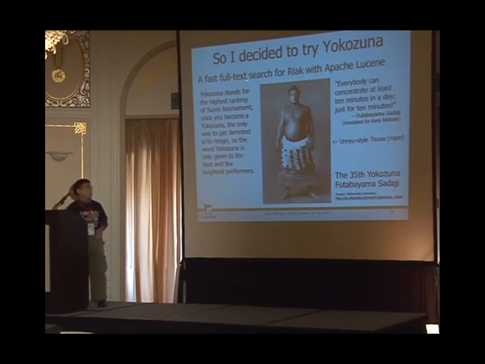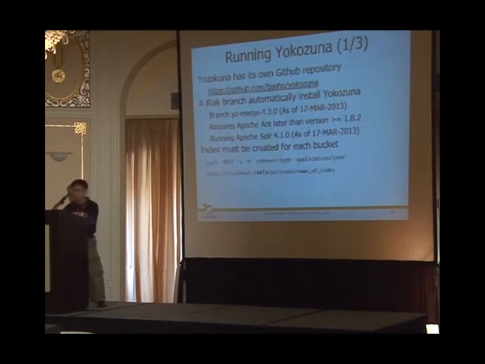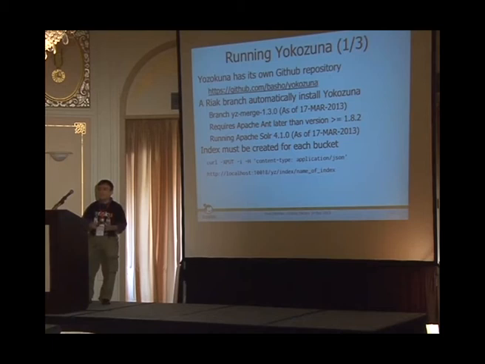It's a code name for the full text search engine for Riak with Apache Lucene. Lucene is sort of a proven technology of distributed search in Java, and it's well equipped. Of course, it supports range search and lots of different things. And yokozuna is an implementation or wrapper of Apache Lucene or Solr. And it has a GitHub repository. You can find it over here.